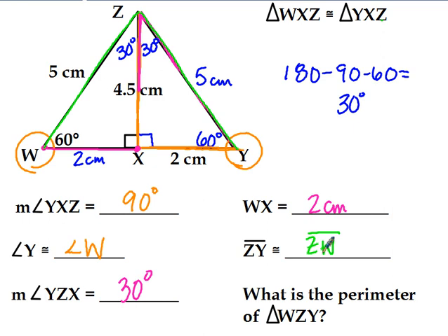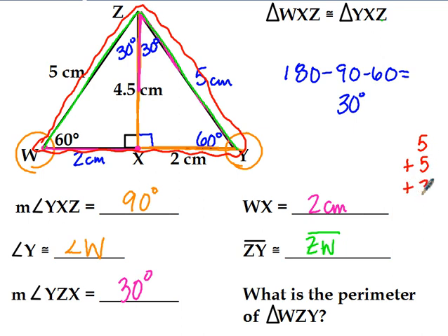Now, the very last one is they're asking for the perimeter of WZY. Well, that's the whole triangle. WZY, that's the whole big triangle. So I need the outside of that. So I'm going to add up 5 plus 5 plus 2 plus 2. It's going to give me 14. So my perimeter is 14 centimeters. I'm not going to add the 4.5 in because it's not part of the perimeter. I just want the outside of the big triangle.